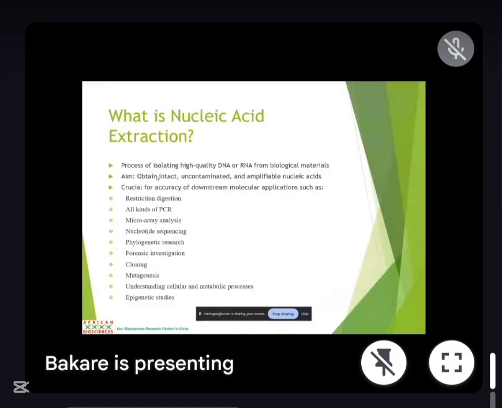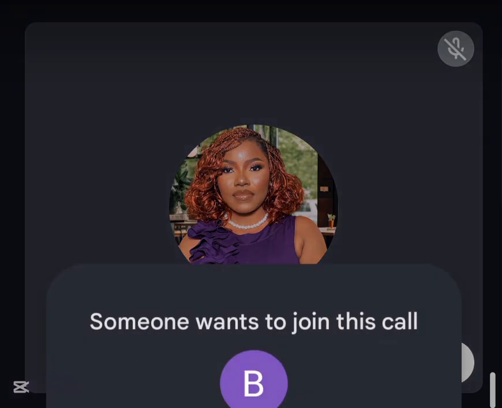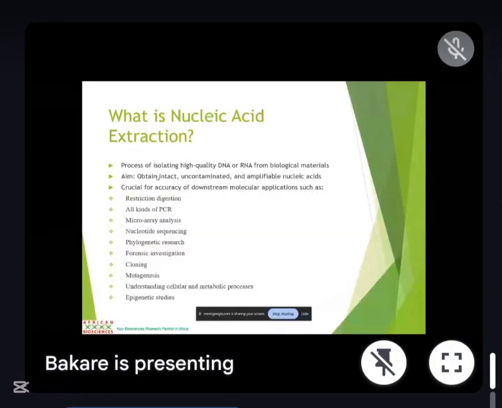Also for your nucleotide sequencing, your phylogenetic research, your forensic investigation as well, your DNA extraction from maybe your blood, saliva, hair, or tissue is the first step in forensic investigation. Also for cloning, you need your nucleic acid extract. So you see, there is no molecular application you can think of that you don't need nucleic acid extraction for. And when we say nucleic acid, you are not just extracting for extracting sake. You need high quality DNA and RNA, and that's what will take us to our next topic, which is nucleic acid quantification. When we get there, we'll understand why we need high quality nucleic acid.